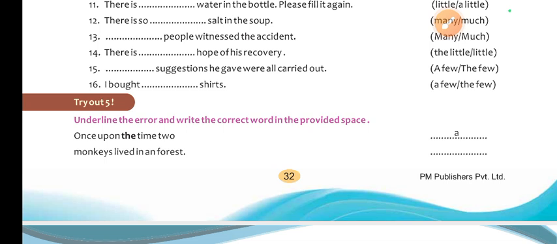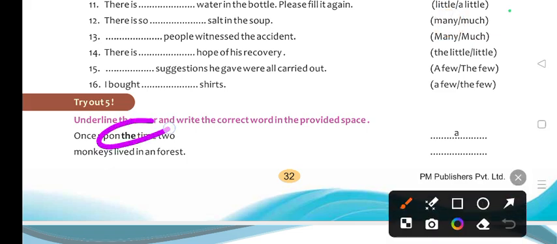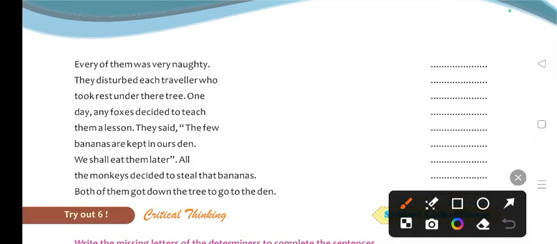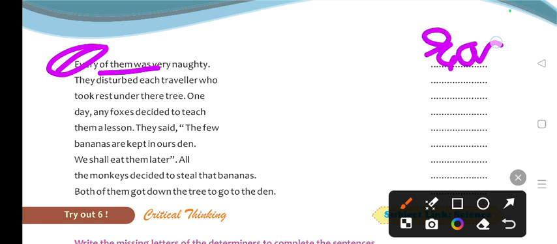Once upon a time, because we are starting writing, so we will put here a. The means that I have already discussed about that time. Okay, once upon a time, 2 monkeys lived in a forest. Okay, next, each of them was very naughty. So here each will be used because we are talking about 2. Alright, so because 2 monkeys are there, for 2 monkeys we will put here each. So each of them was very naughty.